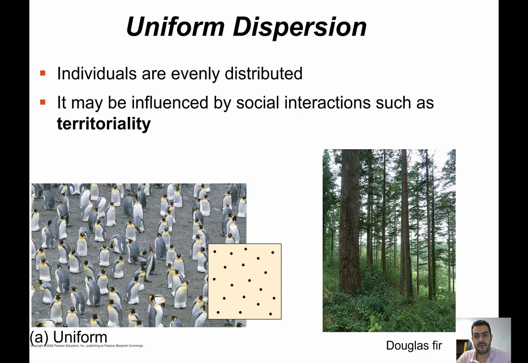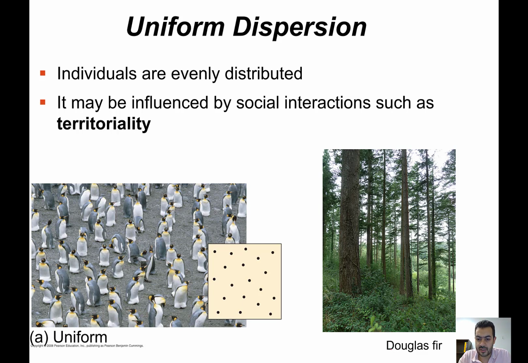So let's go through each one of these types of dispersion. The first one is uniform dispersion. Here individuals are evenly distributed, and this may be influenced by social interactions such as territoriality. For example, penguins: each pair of penguins shows territoriality. Usually the male is the one that has this territoriality, and because of that we see the pairs evenly distributed among the boundaries of the area.